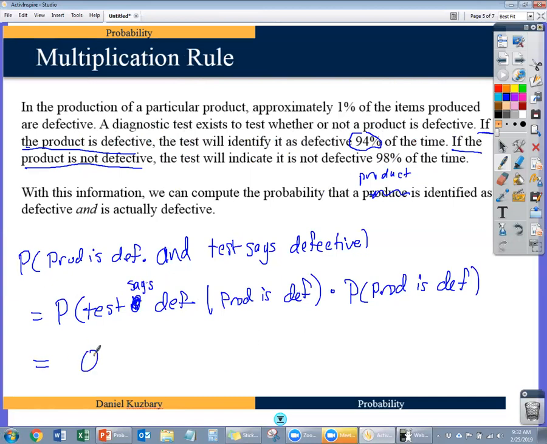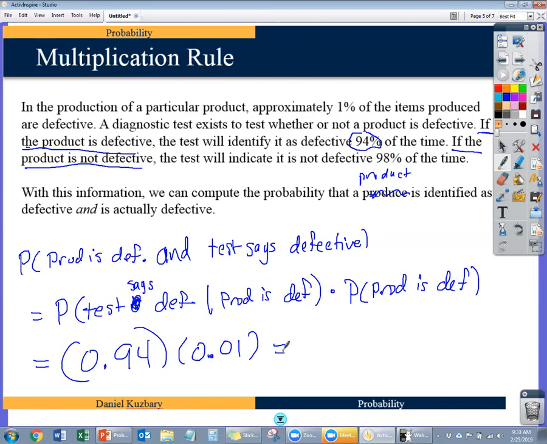I'm going to write that as a decimal, 0.94. Okay, so you should be okay with me saying this conditional probability is the number 0.94. And then the chance it actually comes out being defective, regardless of the test, is given to me in this first sentence. In the production of a particular product, approximately 1% of the items produced are defective. So I don't care what the test says for this one. I'm just interested in the chance that it comes out being defective, and I'm told that's about 1%.